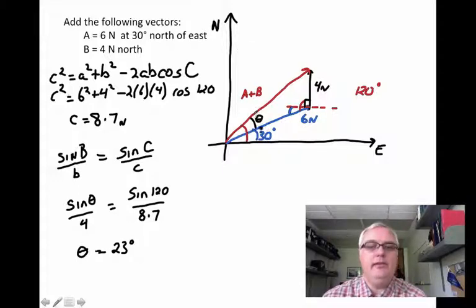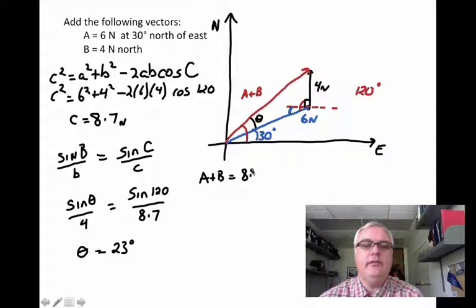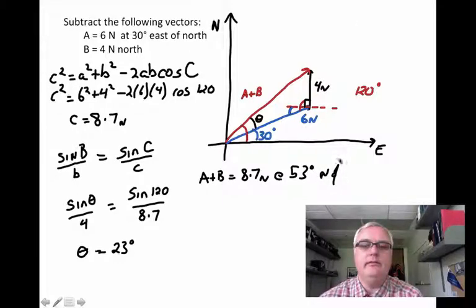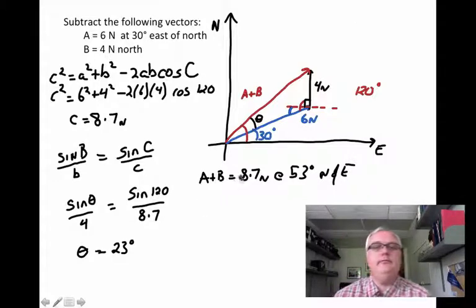And don't forget, that's the angle that we need to add to 30 to get my final direction. So as a final answer here, A plus B is 8.7 newtons, and it's at an angle of 53 degrees north of east. So when you have a non-right angle triangle, you're going to use the cosine law and sine law to solve for the magnitude and direction.